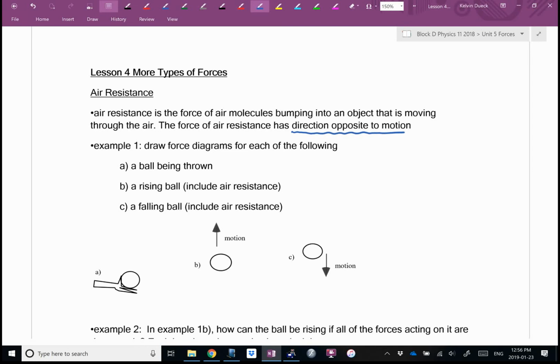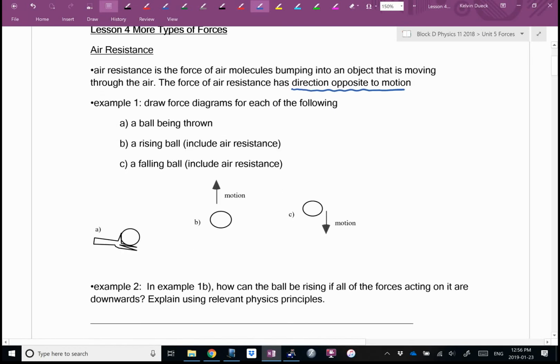It says draw a free body diagram for each of the following. A ball being thrown, a rising ball including air resistance, and a falling ball including air resistance. Okay, so I don't have my tennis ball here. There it is. In situation A, we're talking about when my hand is doing this, but not when it's left my hand. So when my hand is doing the upwards motion to throw the ball, what are the forces acting on the ball? Get the obvious one.